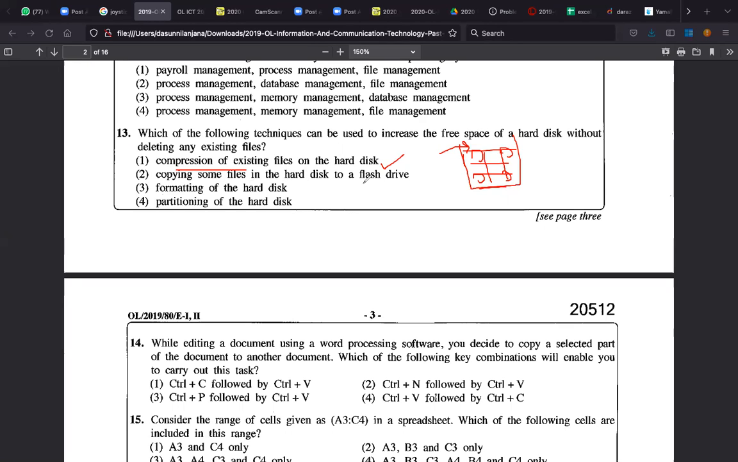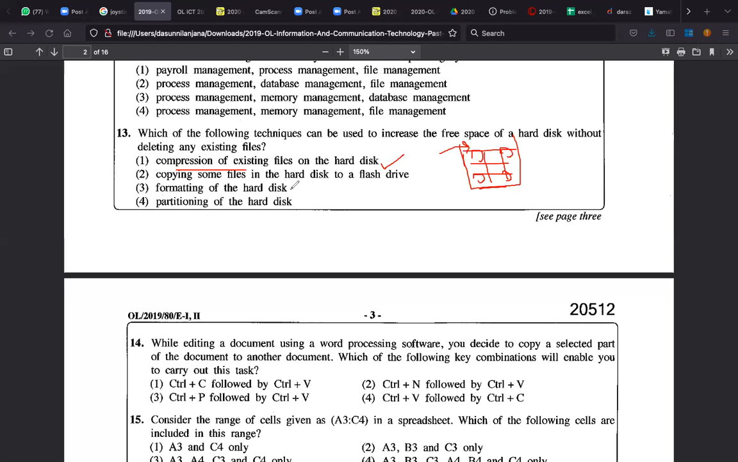Copying files from the hard disk to a flash drive. Copying is okay, but after copying you have to delete the originals from the hard disk, and that is missing here. Otherwise, the files stay there, so it is not correct. Cut and paste is also okay, but then also the original files are removed. That is not a good answer.